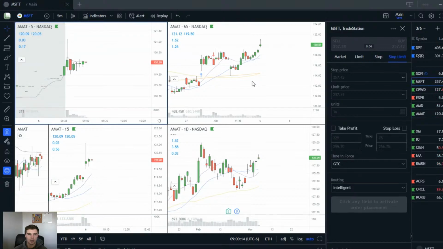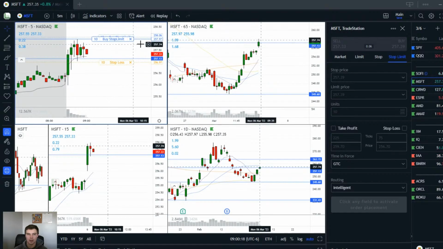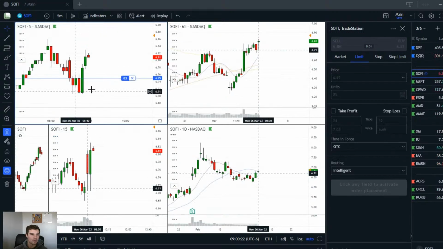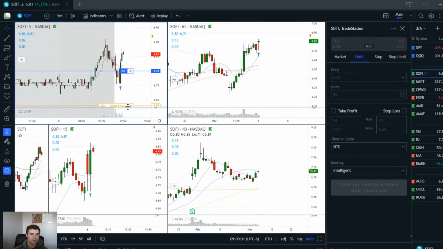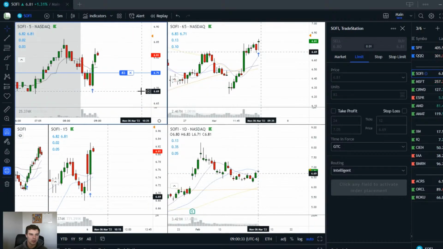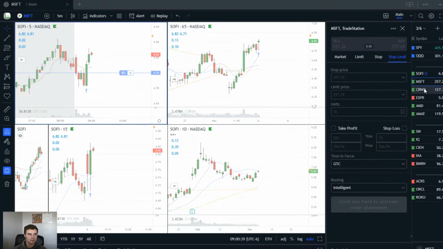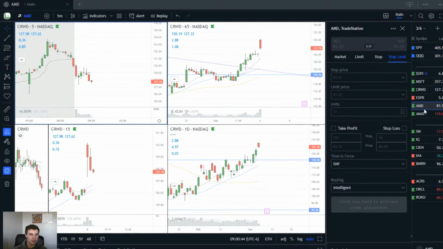Still got my order in on Microsoft. I still do like this thing over high of the day. It's got to hold VWAP, but over high of the day looks good. SoFi's off to a pretty good start. We're up about 8 cents on a 12-cent stop. So up 2/3 of an hour. Not a bad start. Microsoft still looking good.